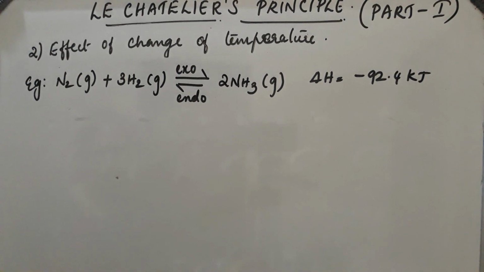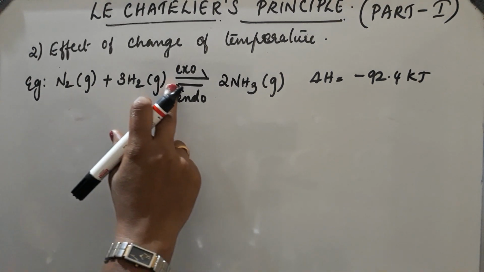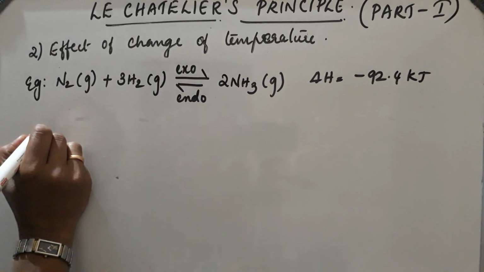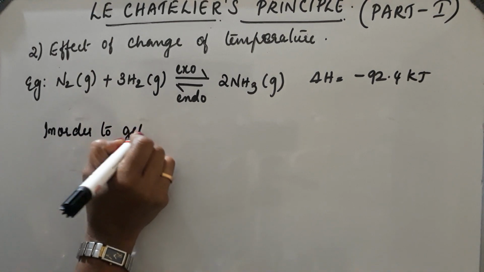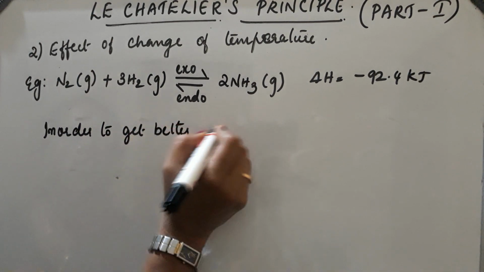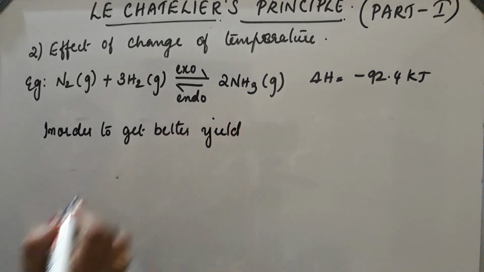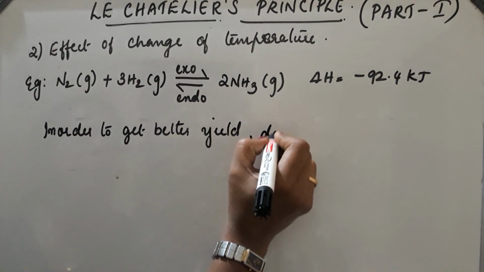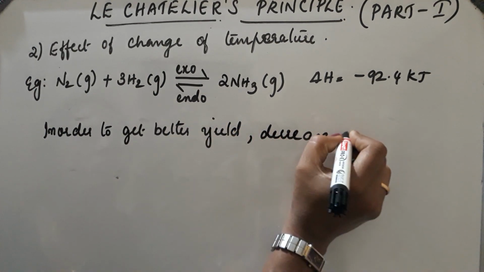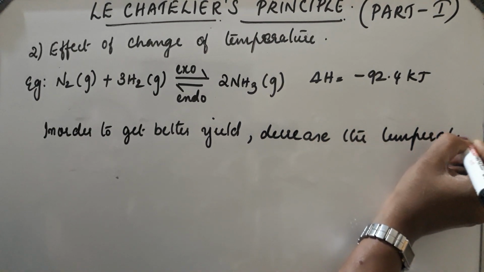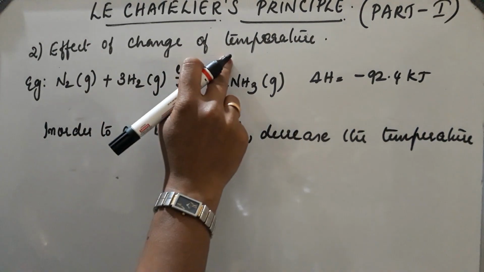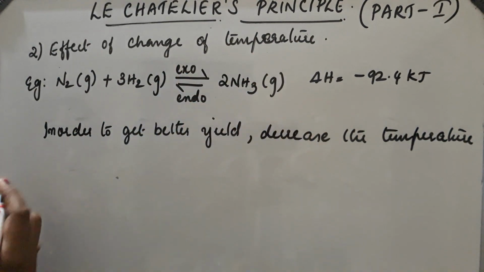What happens if we decrease the temperature? The equilibrium will shift in the forward direction. So in order to get better yield, that is, more products, we have to decrease the temperature. Then only the forward reaction is favored and more products are obtained. This is an important factor.